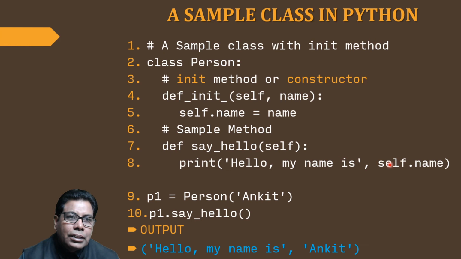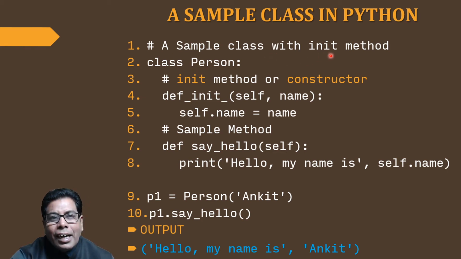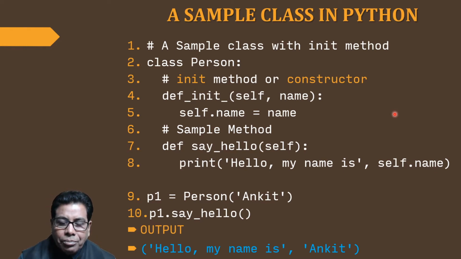Then let us go further. Here we have a sample class in Python. So this is a sample class with init method. So init, here this is a method similar to constructor in C++ language and Java language. So it is used to initialize the object's state. The method is useful to do any initialization you want to do with your object.